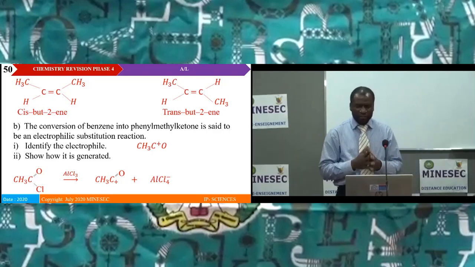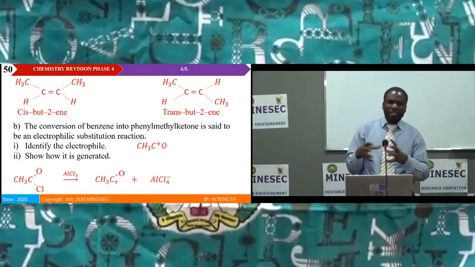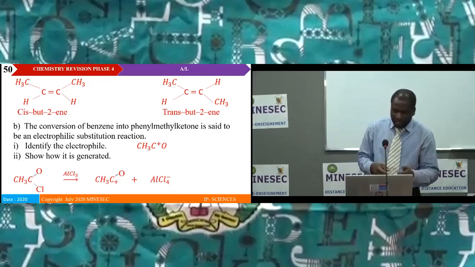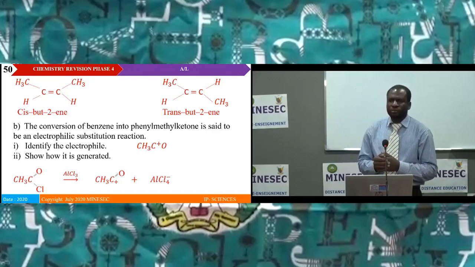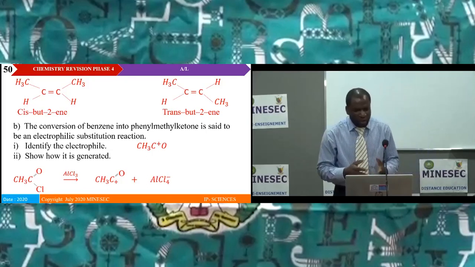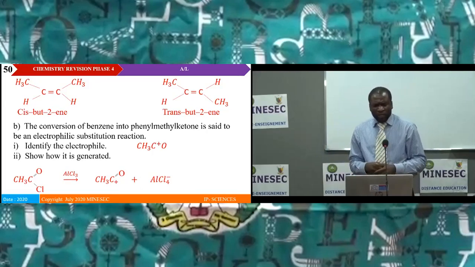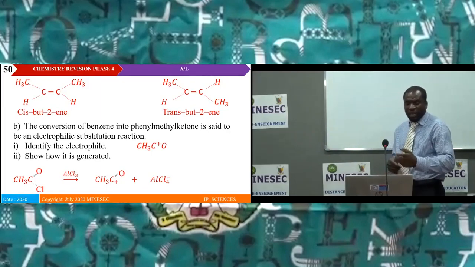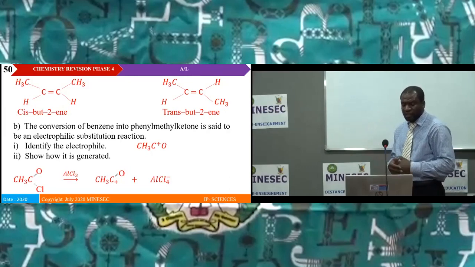B, the conversion of benzene to phenyl methyl ketone is said to be an electrophilic substitution reaction. Identify the electrophile. What is our electrophile? Our electrophile should contain a carbonyl carbon. So since it's a ketone, we have CH3CO with a positive charge on the carbon. Show how it is generated. So we react ethanoyl chloride with aluminium trichloride. So we form the electrophile and AlCl4 minus.